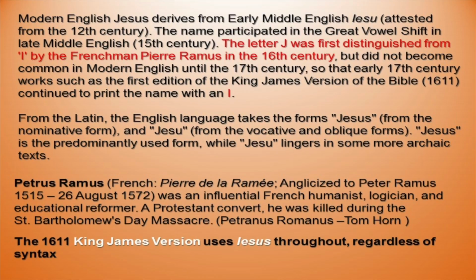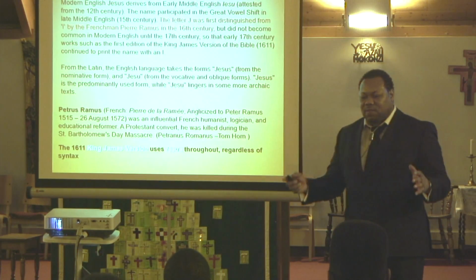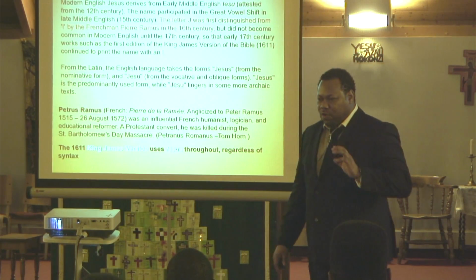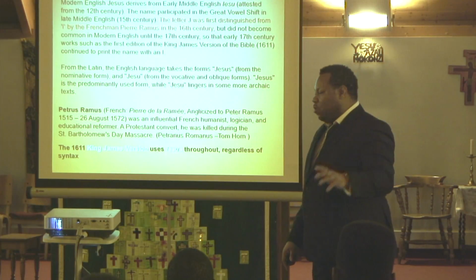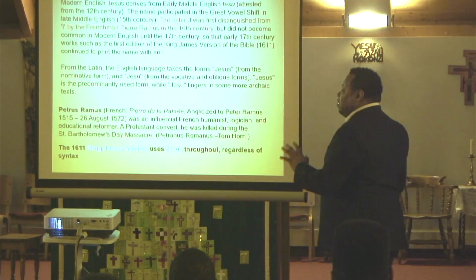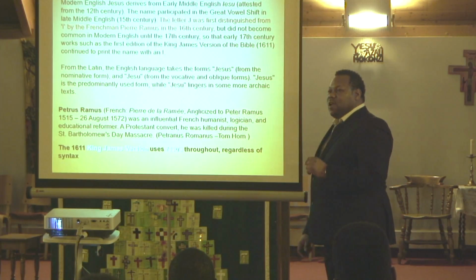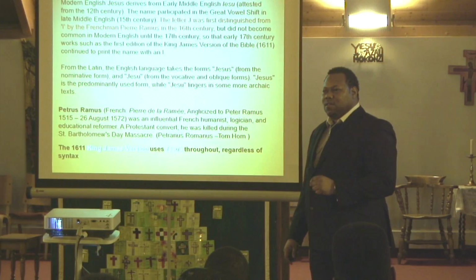In the 15th century, he was an influential French humanist, logician, an educational reformer, a Protestant convert. He was killed during the Saint Bartholomew's Day massacre. Petrus Ramus is written about extensively by a man called Tom Horn. You'll read all about the prophecies of the last pope. I'll leave that one alone, because if I see Petrus Ramus, my ears pop up. And I'm thinking, wait a minute, that sounds too familiar to Petrus Romanus.